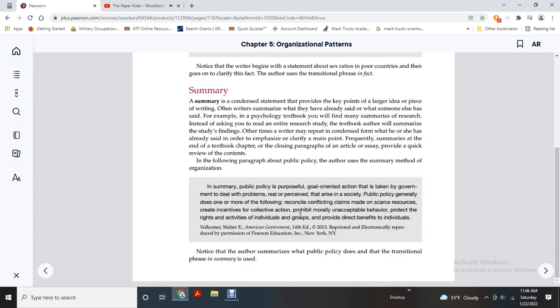In summary, public policy is the goal-oriented act taken by government to deal with problems, real or perceived, on the horizon of society. Public policy generally does one or more of the following: reconcile conflicting claims made on scarce resources, create incentives for collective action, prohibit morally unacceptable behavior, protect the rights and activities of individuals and groups, and provide direct benefits to individuals. That's Volkomer, Walter E., American Government, 14th edition, 2013. Note that the author's summary of public policy uses the transitional phrase "in summary."